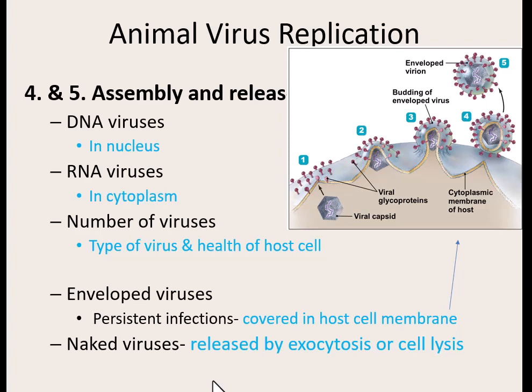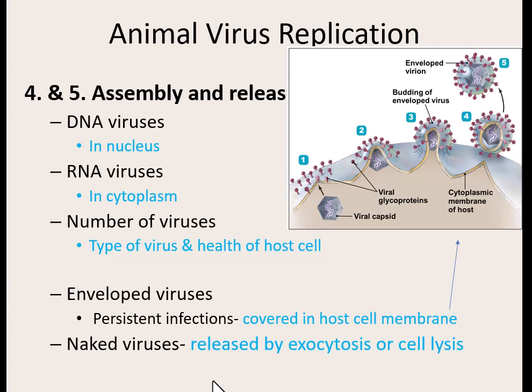If it's an RNA virus, all of the assembly takes place in the cytoplasm because that's where RNA is made and formed and read. The number of viruses that get assembled depends on, one, the type of virus it is, and two, the health of the host cell. If you have a very healthy cell, it hasn't been around for a long time, it's not on its last day before it dies, it's going to make and assemble more viruses. And some viruses, depending on what type it is, mass produce faster and easier inside of certain cells.